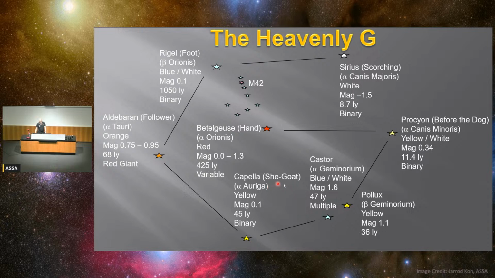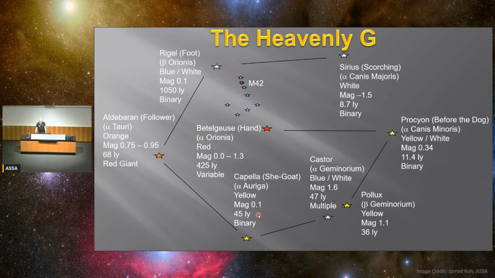Capella means the she-goat, because Alpha Aurigae is the she-goat, and it is also a binary star. So you can see most of these stars are binary stars. Most stars in the sky are multiple stars. The Sun is a single star, and it's in the minority in that regard.